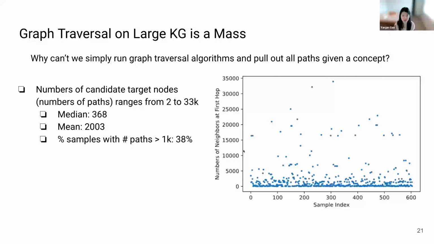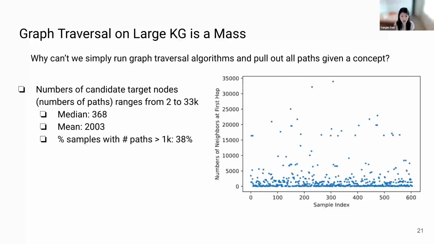But it's not easy to get relevant knowledge from a knowledge graph, especially the UMLS knowledge graph. It's highly connected from concept to concept because there are millions of concepts and millions of relations. So it's really expensive if you just want to run a graph traversal algorithm on this large knowledge graph to pull out all the possible paths. So we did a quick sample average of the number of candidate target nodes given one source node. Here's what we found.